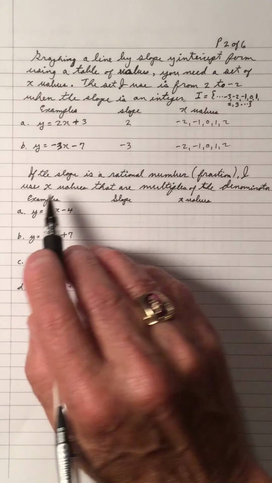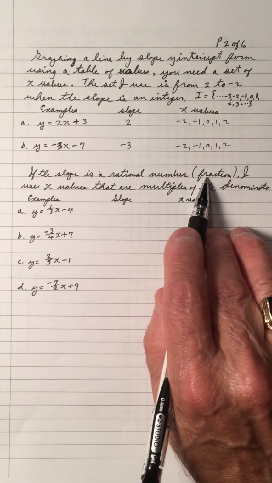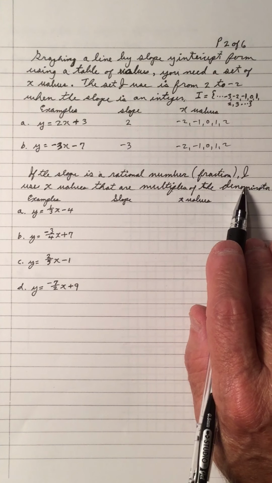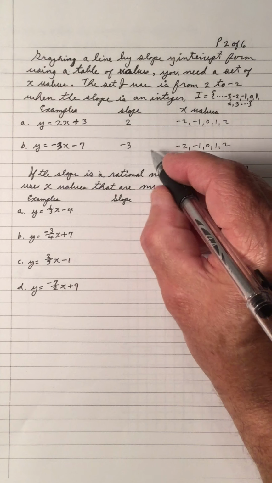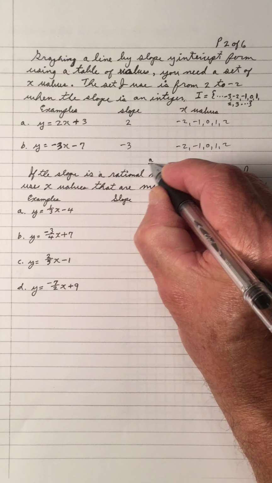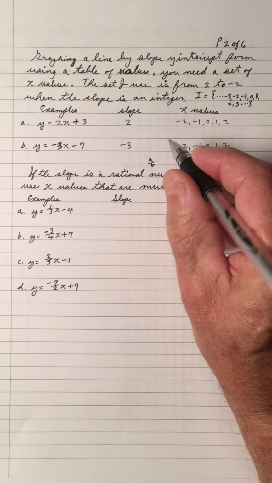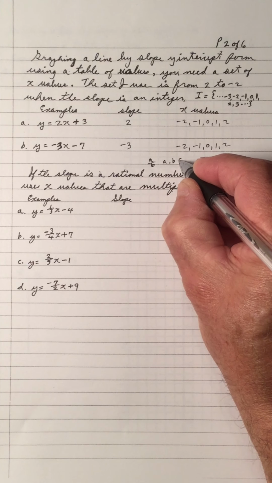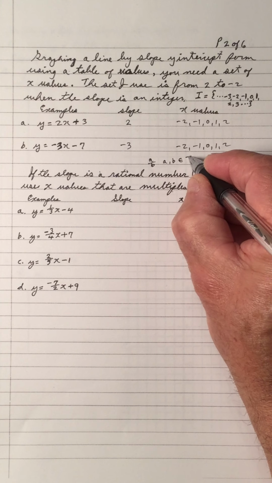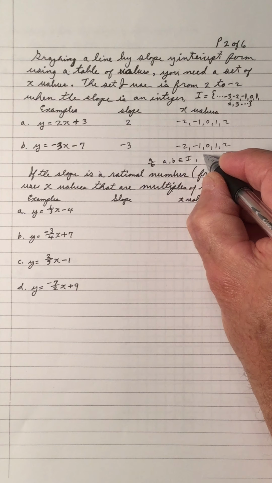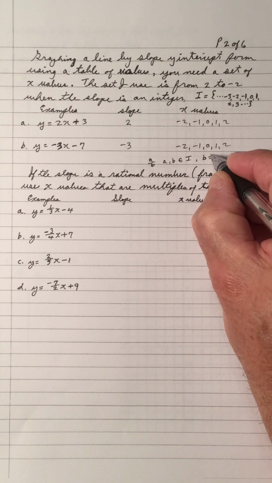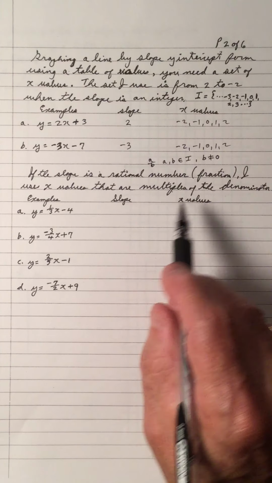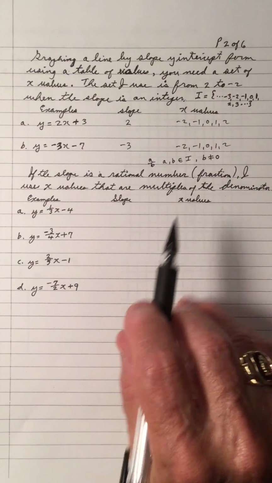of x. If the slope is a rational number, that is a fraction, I would use the values of x that are multiples of the denominator. Remember, a rational number is a number a over b in fractional form, where a and b belong to the integers, and we also know that b is not allowed to be equal to 0 in the denominator. So multiples of the denominator.